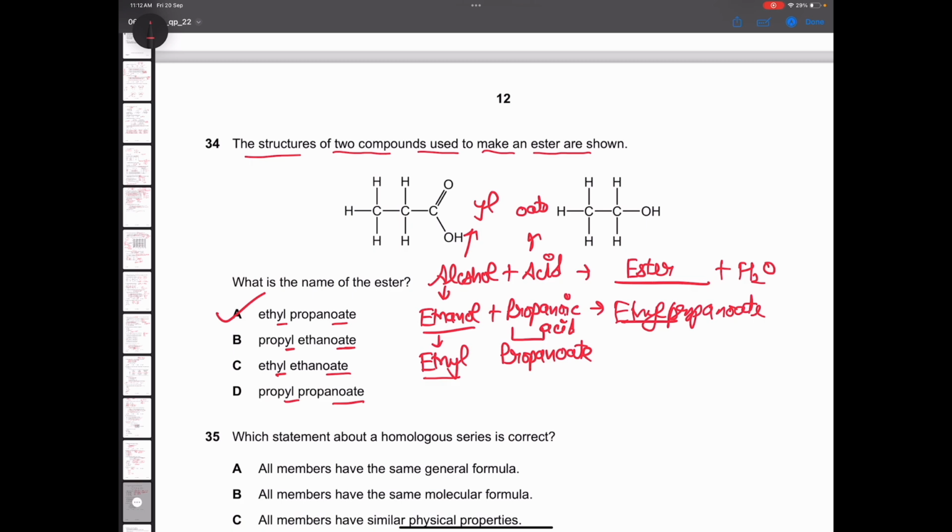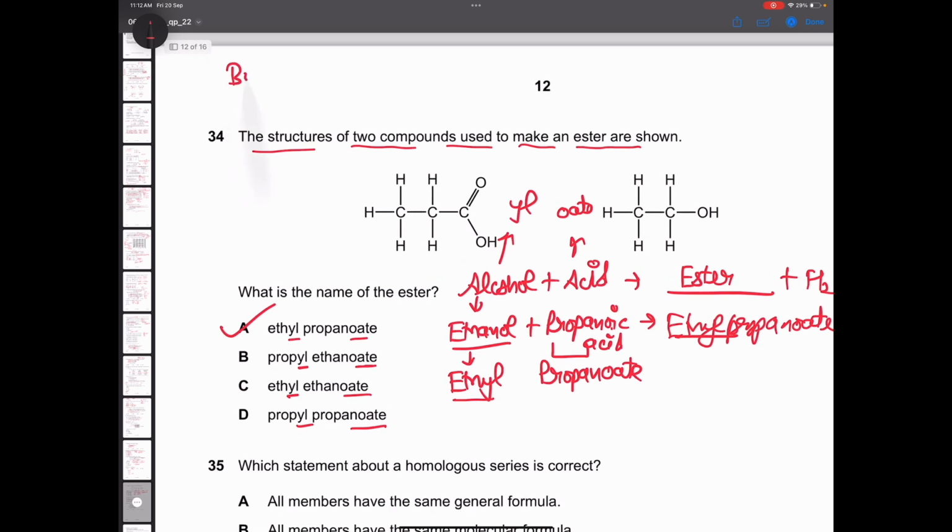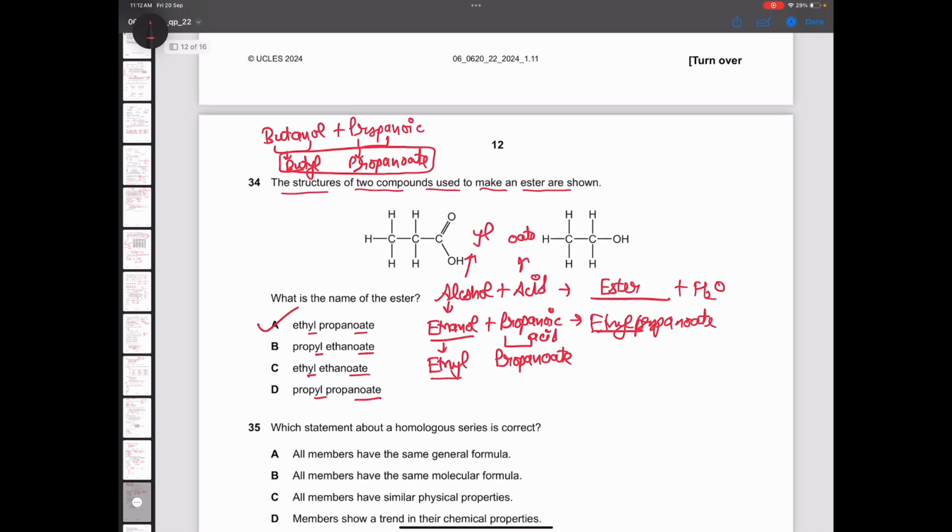Now let's say I'll give you another example. Let's say they're asking you to name this ester: butanol plus propanoic acid. So I gave you the short trick: convert the butanol to "yl", so this will be butyl, and propanoic to propanoate. So the name of the ester will be butyl propanoate. This will help.